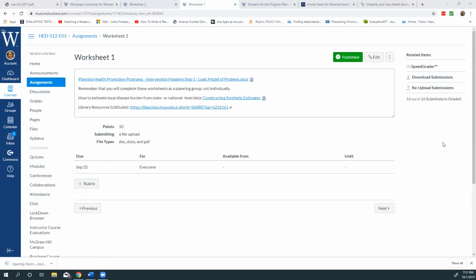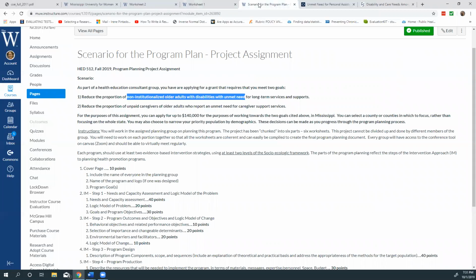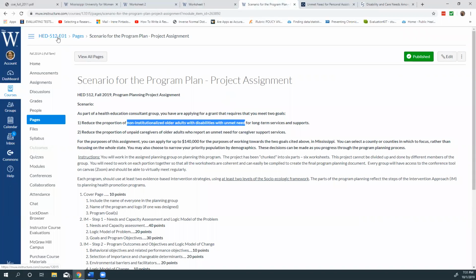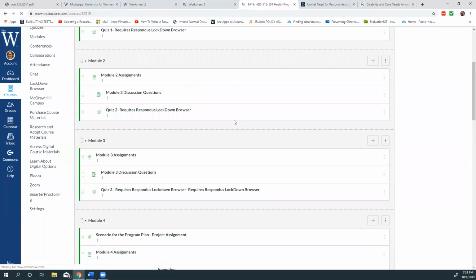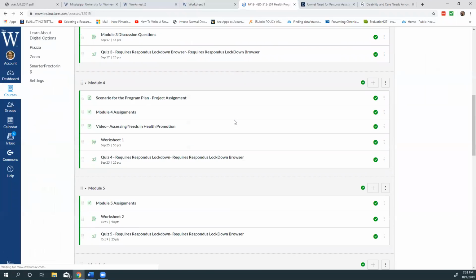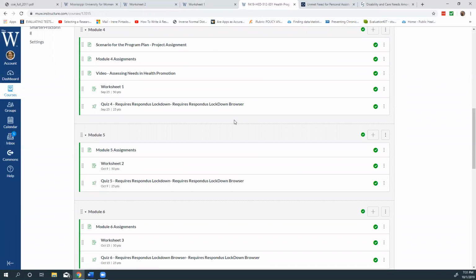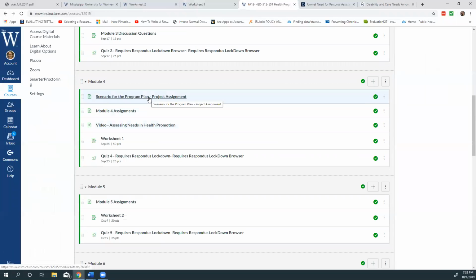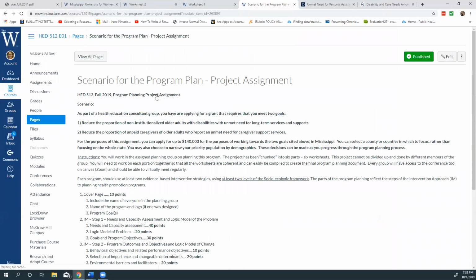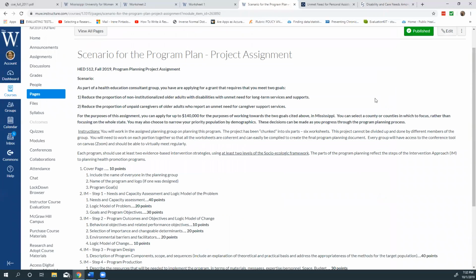One is for the people that did the wrong scenario, it's really just doing the right scenario, which is in, I'm trying to remember what module it is in. Let's see. If you go to that's where worksheet one is. Okay, so module 4, there's a scenario for program plan and for the project assignment, and then you can just read a little bit.